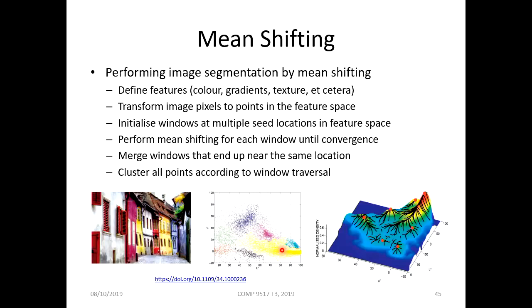You can perform segmentation by mean shifting, by defining a feature. In this case, it was just color. And you transform all the pixels into that feature space. You initialize windows at many seed points. You let all these seed points shift and converge to some final location in the feature space, and merge the ones that end up near the same location, and then cluster all the points according to the window traversal. Does that make sense? So this is how you can do segmentation with mean shifting.